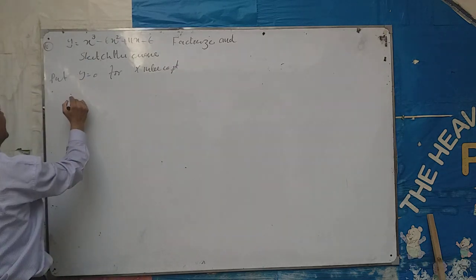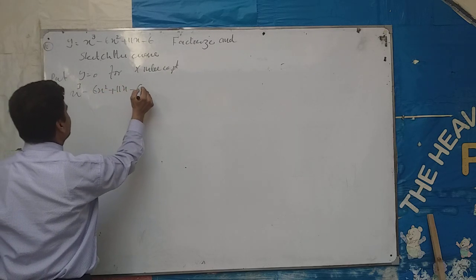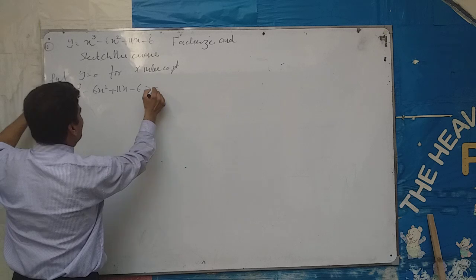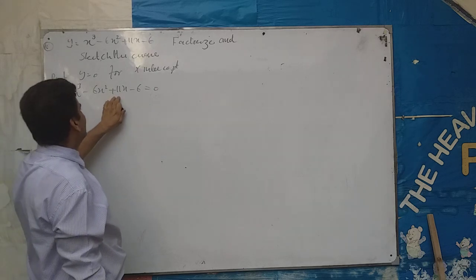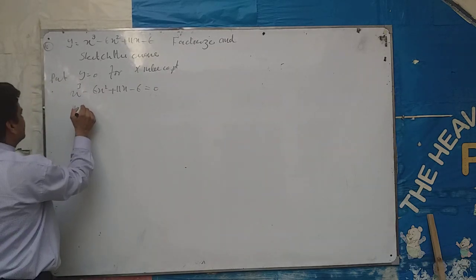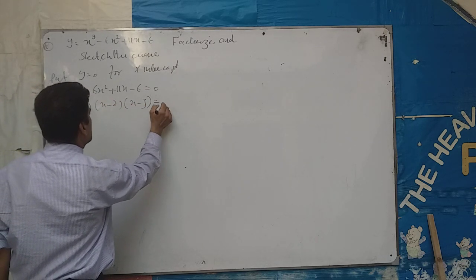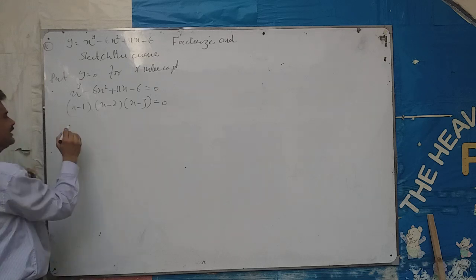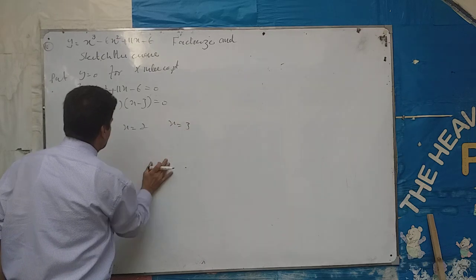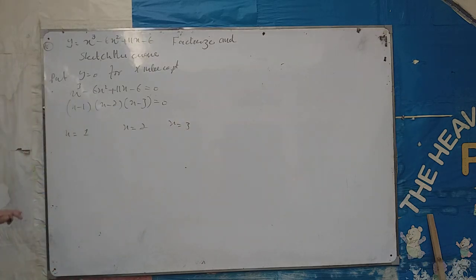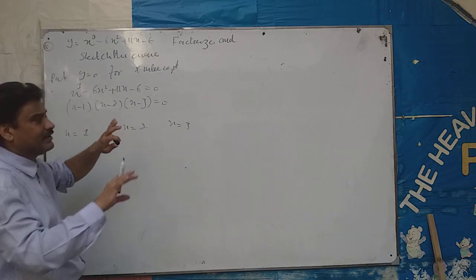When we put y equal to 0, we get the polynomial x cubed minus 6x squared plus 11x minus 6 equal to 0, whose factors are x minus 1, x minus 2, x minus 3. By putting each factor equal to 0, we get x equal to 1, x equal to 2, x equal to 3. There are 3 points where the curve touches the x-axis. These are called x-intercepts.